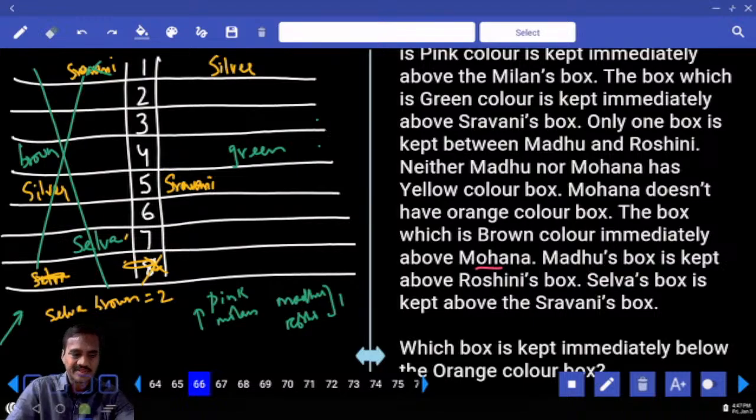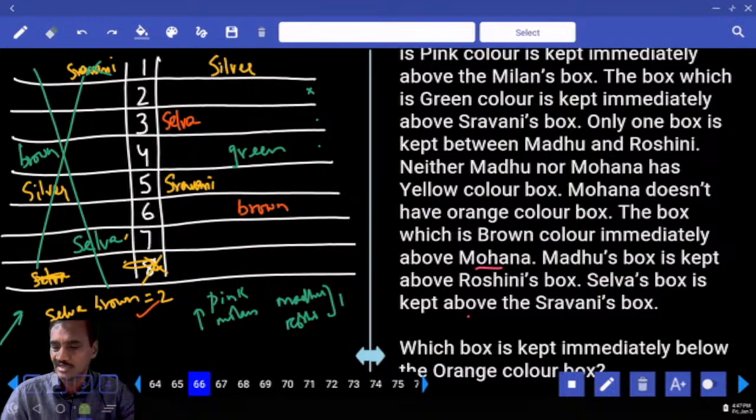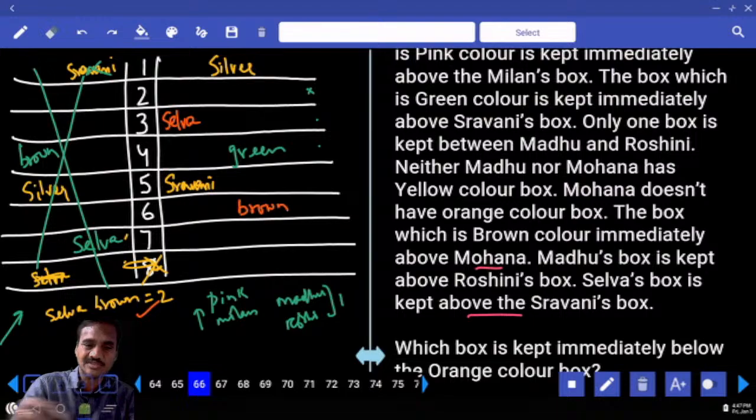Where can we have this Selva? Selva cannot be at this place. As Selva cannot be here, let us start with the possibilities. Can we have Selva at this place? There is a chance at any one of these places: 3, 4, 6, 7. Now if Selva is here, there must be two in between Selva and brown. Brown is here. And Selva is kept above Shravani. Then what are the other things left over here? Pink is immediately above melon.